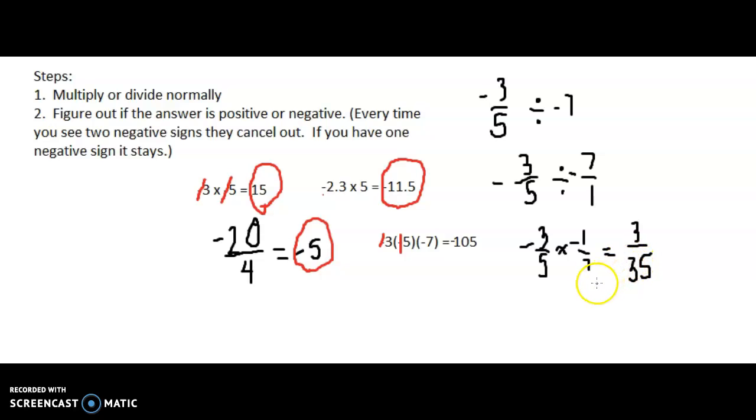But now we have to decide whether it's going to be positive or negative. Since I have two negative signs, again, they're going to cancel. There are no negatives left. So it will stay 3/35. Okay, so when you're multiplying or dividing, make sure that you're always multiplying or dividing normally. And then step 2, two negative signs always cancel. If you're left with one negative, it stays negative. If you're all out of negatives, it'll be positive.